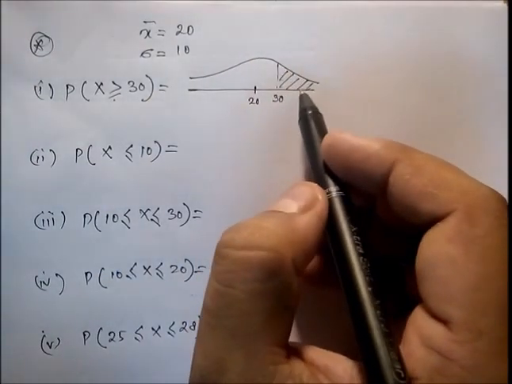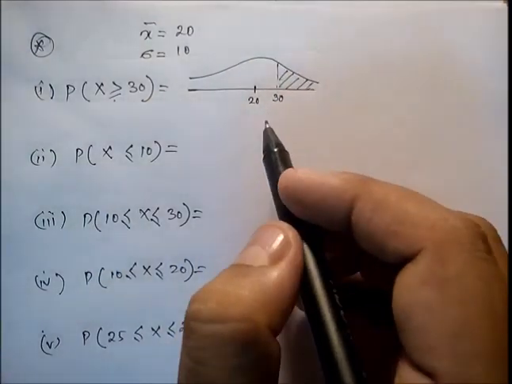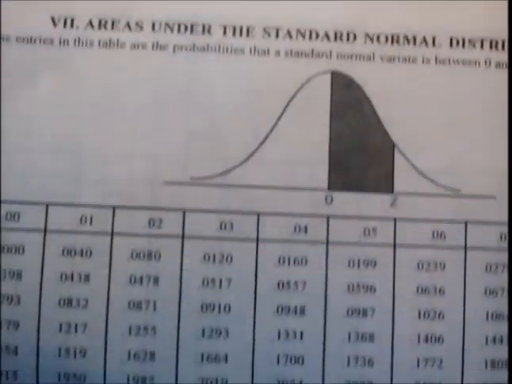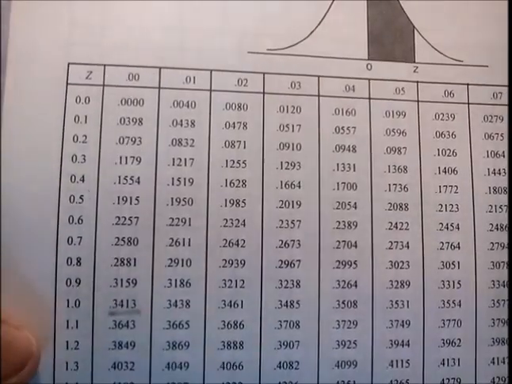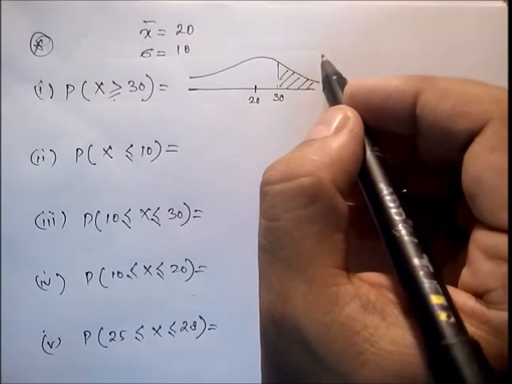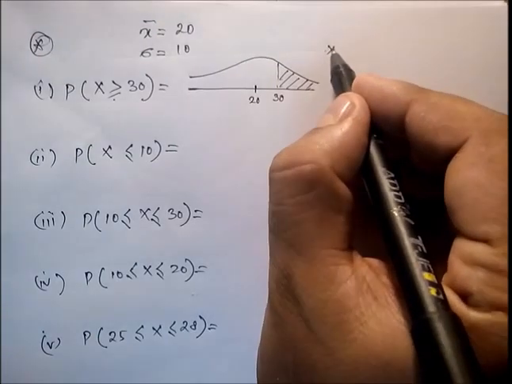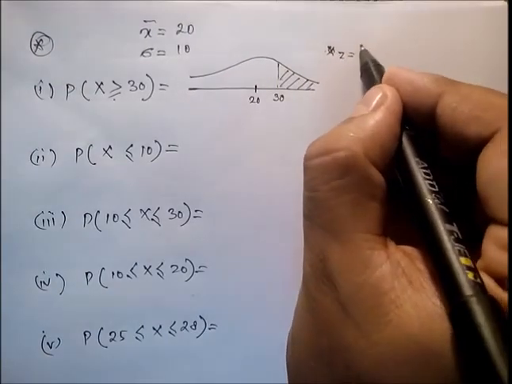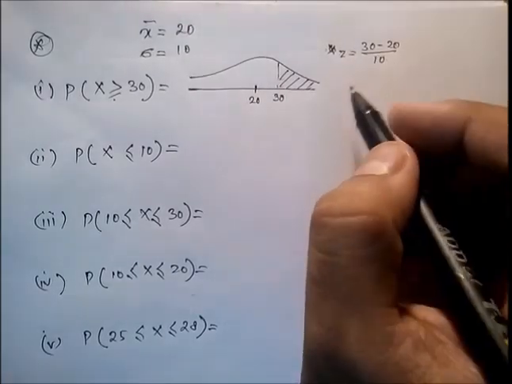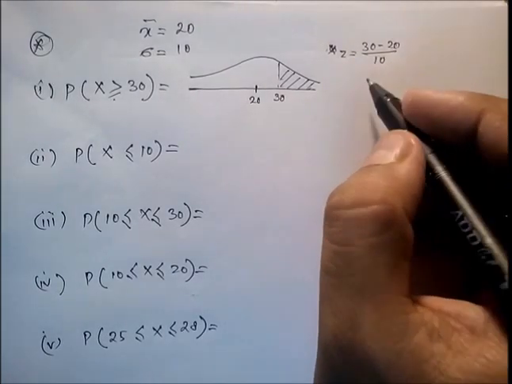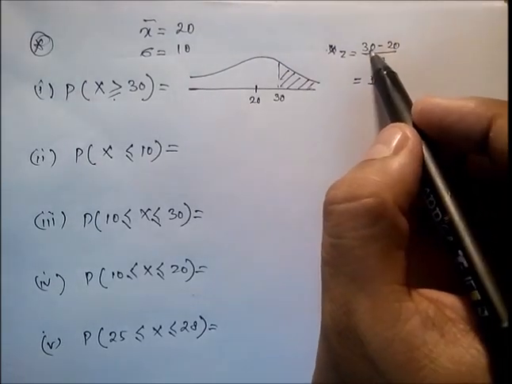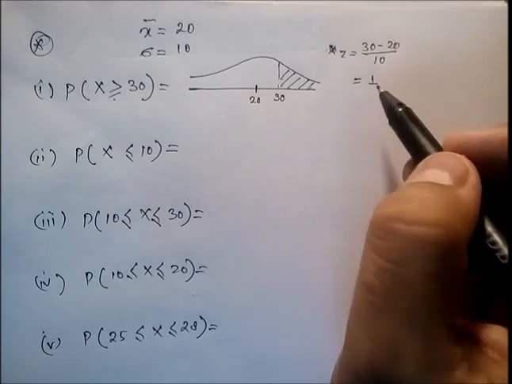So we have to identify this particular area. Now to solve, we have only the Z table. So we have to convert this x to z. You already know how to convert this one. z is equal to x minus mean by the standard deviation. Clear? So x minus mean, so 30 minus 20, 10, 10 by 10, it is 1.